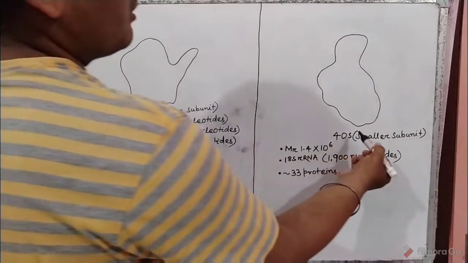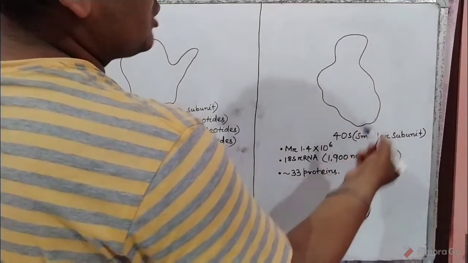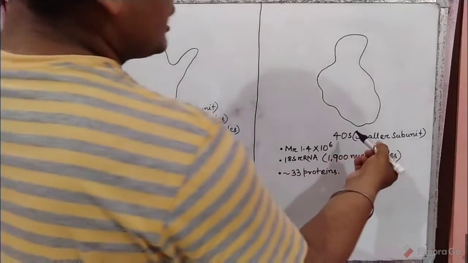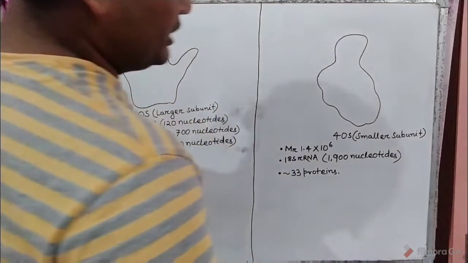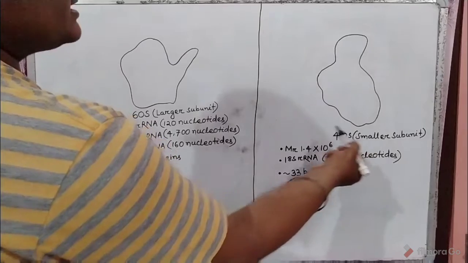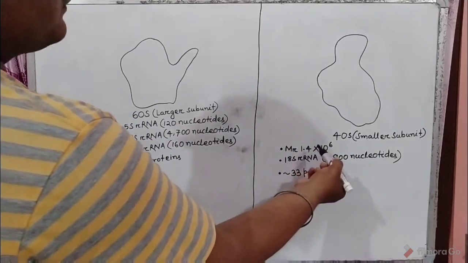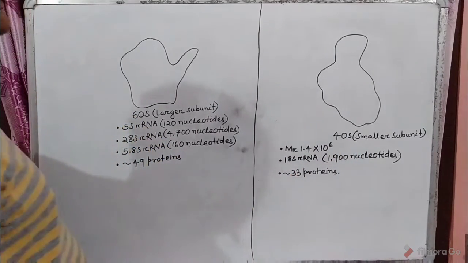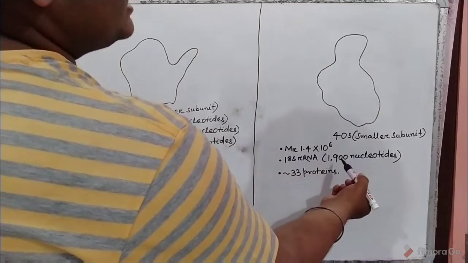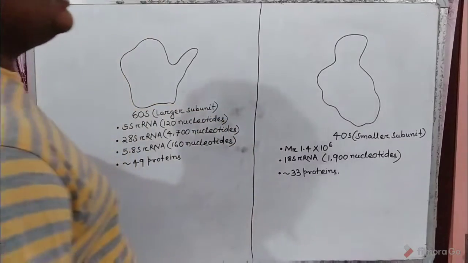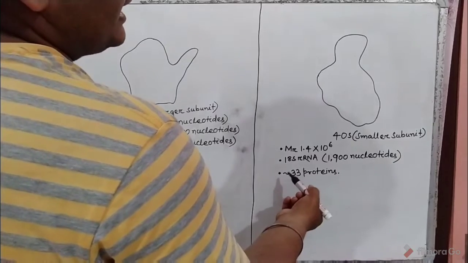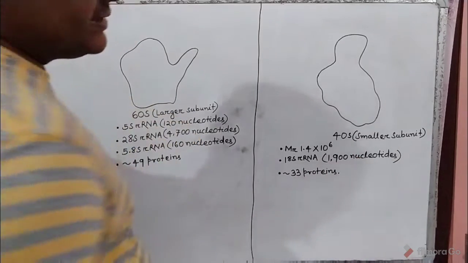This is the structure of the 40S subunit of the 80S ribosome. It is considered the smaller subunit. The relative molecular mass of the 40S subunit is 1.4 × 10^6. 18S rRNA contains 1,900 nucleotides. The 40S ribosomal subunit contains about 33 proteins.